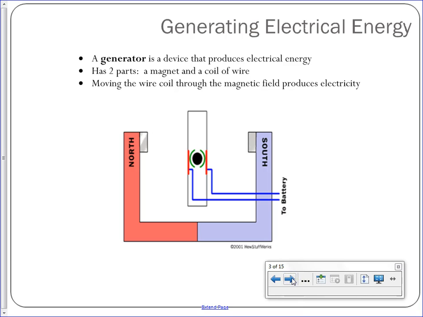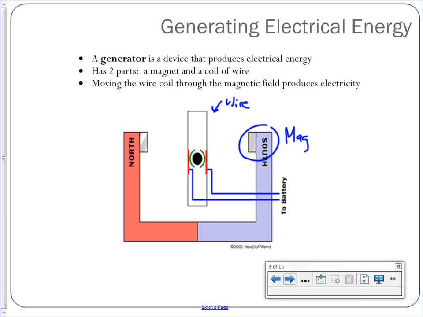So, generating electrical energy. Another way we generate electricity is through a generator, a device that produces electrical energy. It has two parts: a magnet and a coil of wire. As in our diagram here, we see a magnet and we see our wire in here.